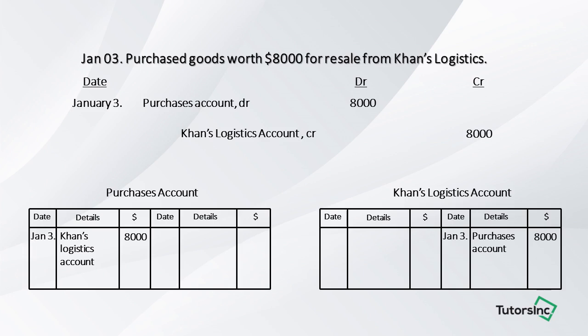Similarly, as Khan's Logistics account has been credited, the transaction will be recorded on the credit side of Khan's Logistics account, and the name is going to be of the opposite heading, which is purchases account, and the value will remain the same as well as the date.